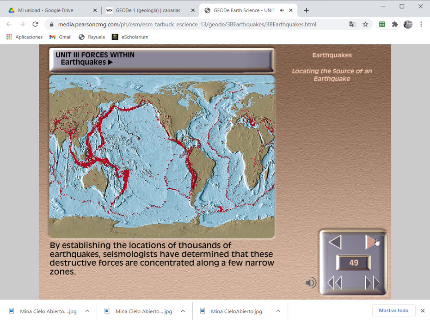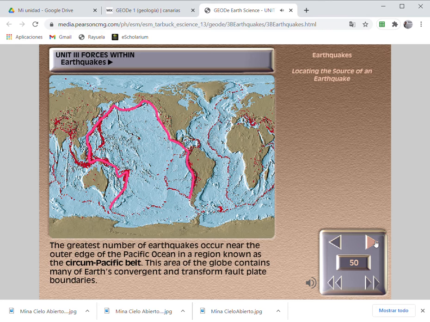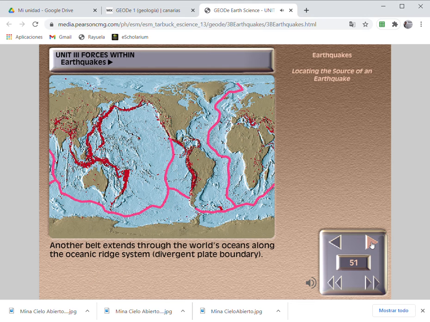By establishing the locations of thousands of earthquakes, seismologists have determined that these destructive forces are concentrated along a few narrow zones. The greatest number of earthquakes occur near the outer edge of the Pacific Ocean in a region known as the Circum-Pacific Belt. This area of the globe contains many of Earth's convergent and transform fault plate boundaries. Another belt extends through the world's oceans along the oceanic ridge system.